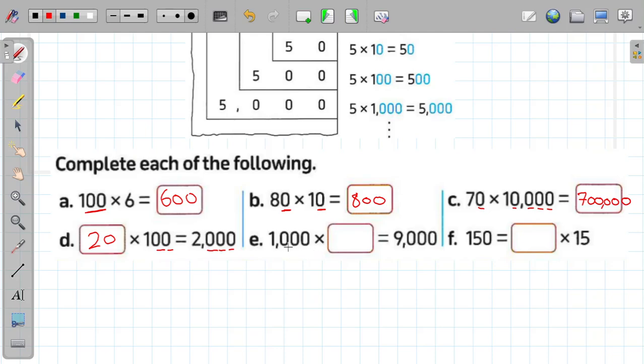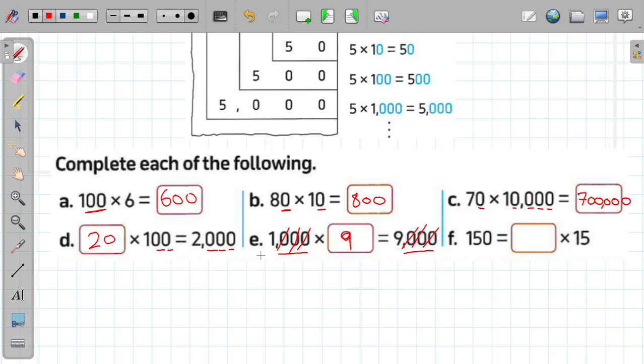Next, I have 1000 times a number equals 9000, okay? So I will cancel one 0 here and one 0 here. And next I will cancel just another 0 with one 0, and one 0 with one 0. So I will cancel 3 zeros from the left side with 3 zeros from the right side. Okay? So it will be 1 times what equals 9. So it will be just 9.